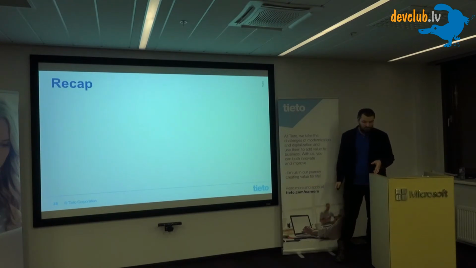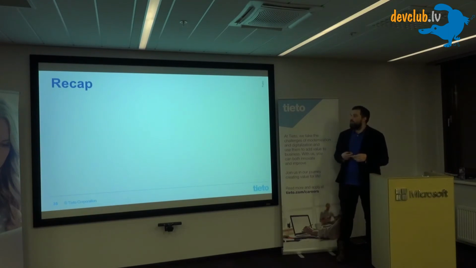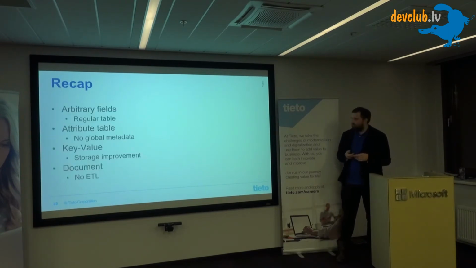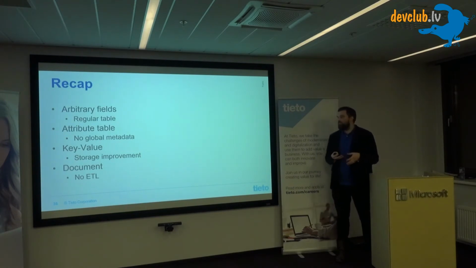Now, I'm mostly done with the content. To recap everything, first we had these tables with arbitrary fields. The main benefit was that it was as close as you can get to a regular relational table. But to make it maintainable, you had to define some metadata. With attribute tables, we kind of got rid of this global metadata, and instead we stored what we could call metadata in these attribute names.